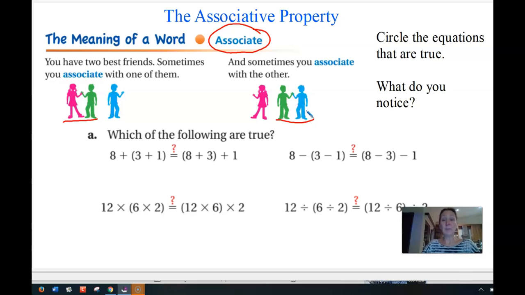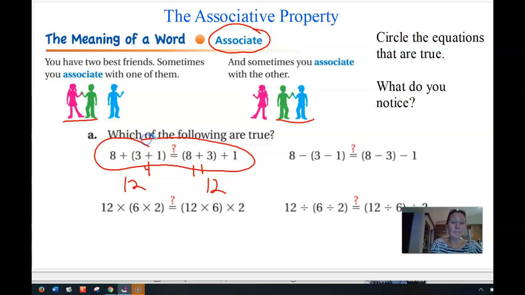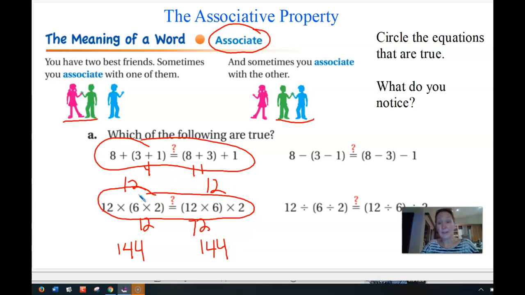So again, I want you to circle the equations that are true, and then we're going to look at what you notice. So I have to do the math to tell if the left side equals the right side. So when I add 3 plus 1, I get 4. And then when I add 8 to it, I end up with 12. Over here, when I add 8 plus 3, I get 11. Plus 1 is 12. Yep, those are equal. All right, this one. 6 times 2 is 12. Times 12 is 144. 12 times 6 is 72. Times 2 is also 144. Yep, left side is equivalent to the right side.